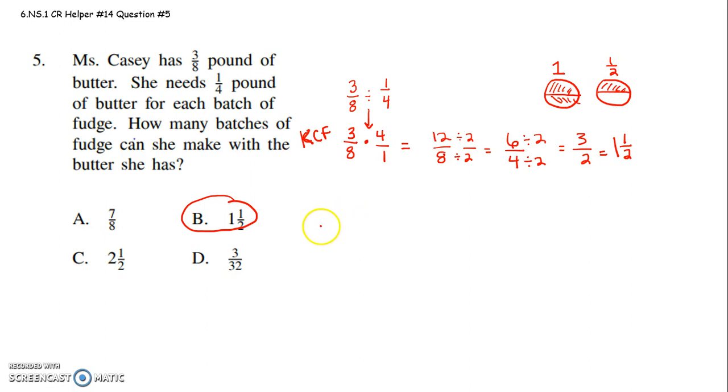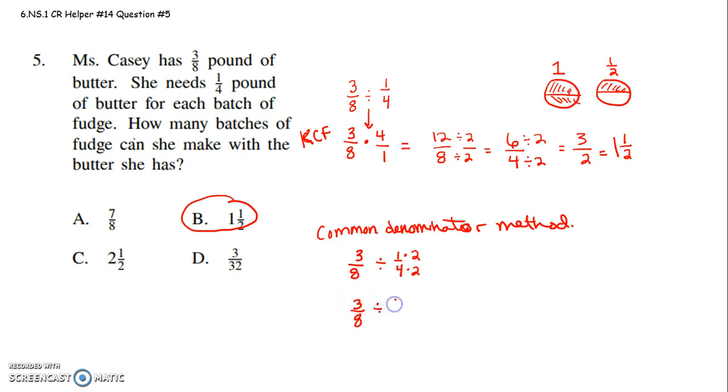Some of you like the common denominator method, so I'll just show that real quick. If you start with 3/8 and you divide it by 1/4, you could choose to find a common denominator. What would I have to multiply 4 by to get to 8? I'd multiply 4 by 2. So I have to multiply my numerator here by 2. So that's really 3/8 divided by 2/8.